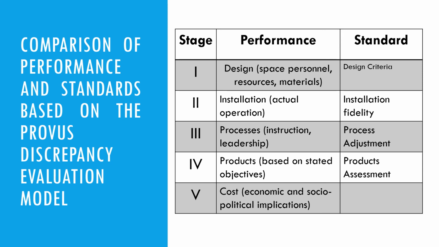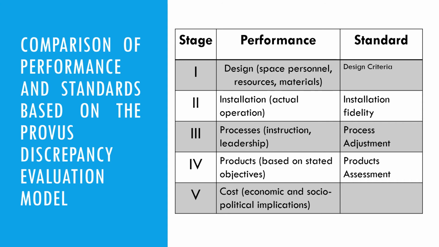So let's have this comparison of performance and standards based on the evaluation model of Provus. So these are now the 5 stages. We have stage 1 under performance, your design, which you consider the space, personnel, resources, materials, course. Your design should focus on those things. And for your standard, you have to decide criteria in order to have a better performance for stage 1.